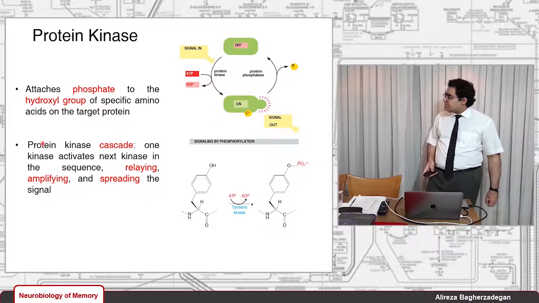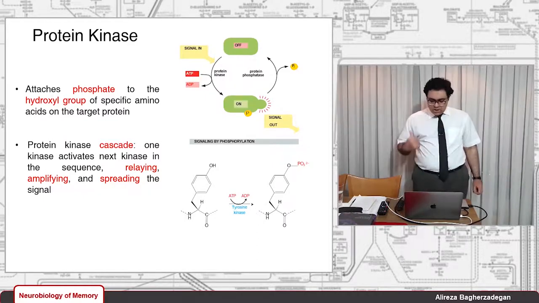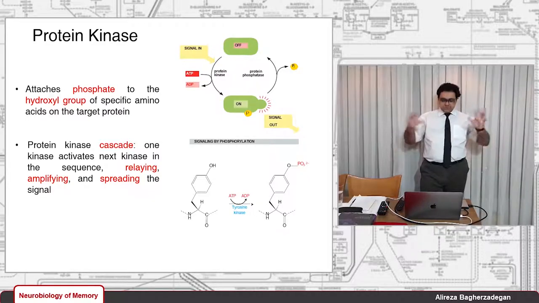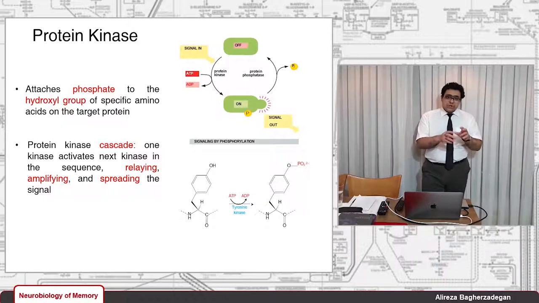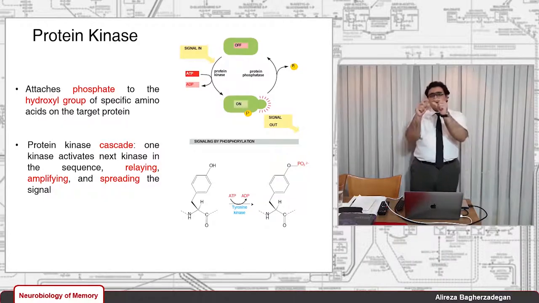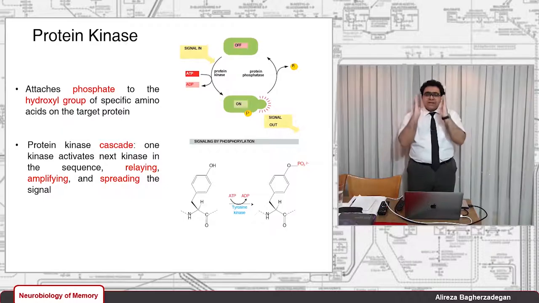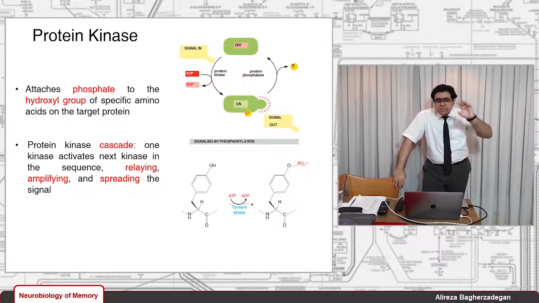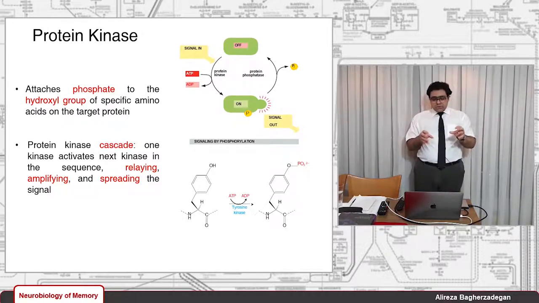An important concept here, I just want to mention it here, is protein kinase cascade. If you remember in Biosignaling 1.2, I talked about some common features of signal transduction pathways, and I told you that one of the features was amplification of a signal. When a signal comes in, it activates one enzyme, and then that one single enzyme is going to activate several other enzymes, and each one of those activated enzymes is going to activate other enzymes. So this is how a signal is spread throughout a cell, and this is how the signal is amplified.